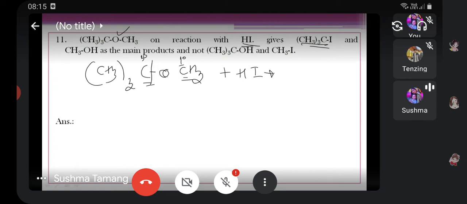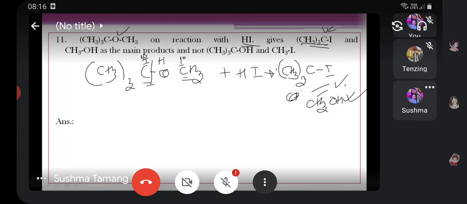CH3, okay, (CH3)3C, where the I comes, and on the other the H comes. So you will get this one. It gives this, fine, and not the reverse, the reverse doesn't happen. We'll get this, fine, we will not get CH3I or OH on this side. And the question asks why it breaks at the higher degree, meaning how does the reaction proceed.